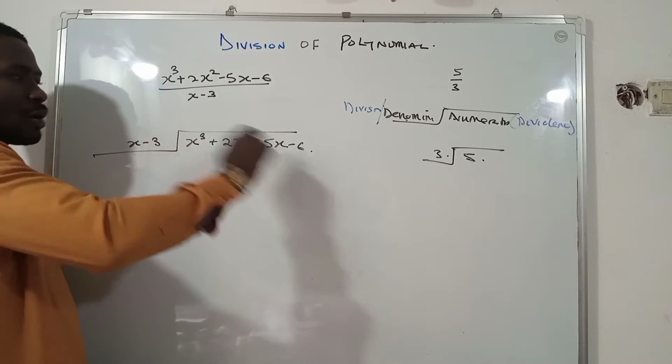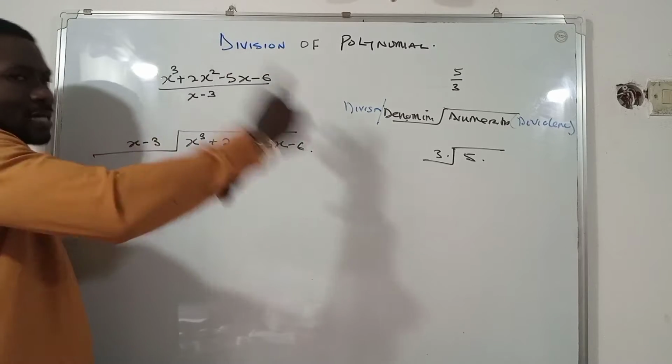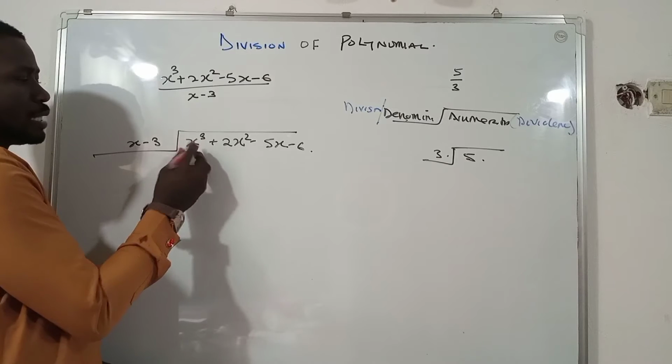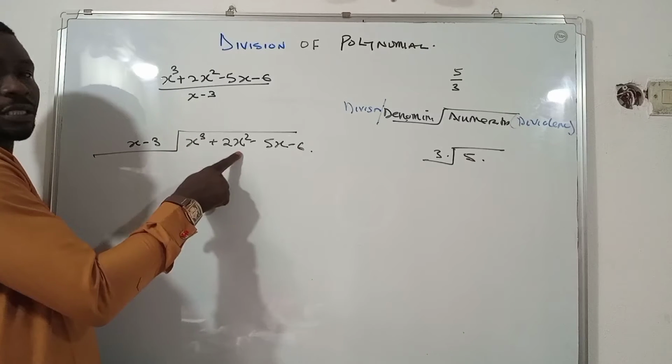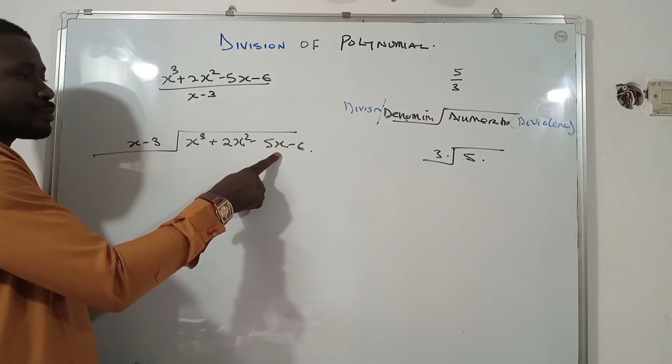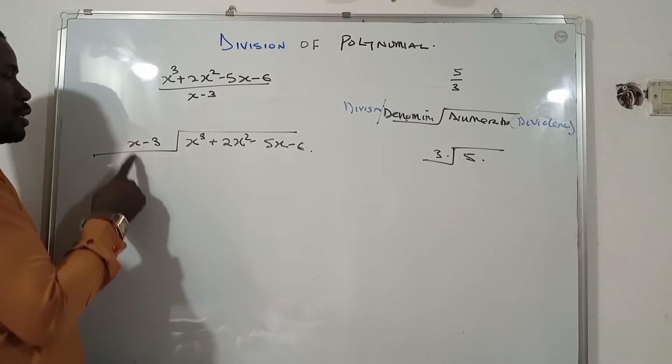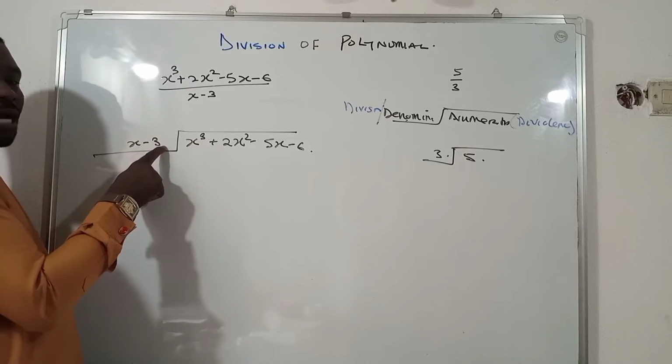How do we get that 3? What is the term that has the 3? This is the term that has the 3. The first term. Of course, you should know that this is the first term, this is the second term, this is the third term, and this is the fourth term. For the divisor, we have only 2 terms. This is the first term, this is the second term.